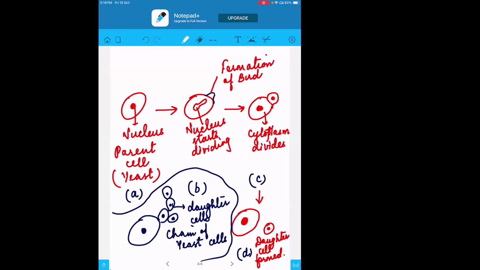Now, this is about the first process, the budding. Now, the second type of asexual reproduction is fragmentation. We will be starting that.